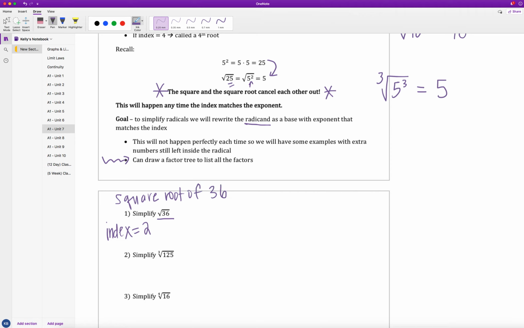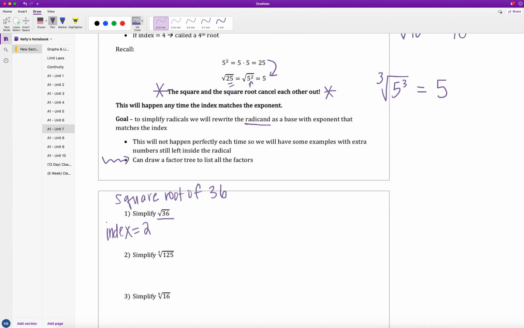Now it might seem silly that I'm writing that out, but it's important to be able to read what the mathematical notation says on the paper, otherwise we won't be able to answer the question. And as they get a little bit more challenging, we want to make sure we're understanding all the pieces to it. So we have a square root because our index is 2, and we call it the square root of 36 because 36 is inside our radical, so 36 is our radicand.